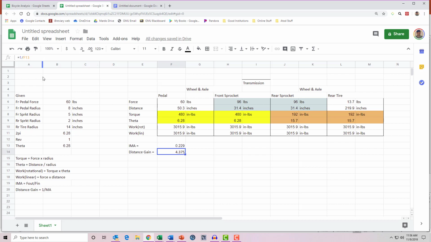Now the nice thing is here I could change anything here. If I said, well, let me make my front sprocket 9, boom, we see all my new numbers come about. Okay, so that's why we love spreadsheets. I can change anything here and the entire thing recalculates. So this is great. Okay, so I hope you learned how to use Google Spreadsheets, and I hope you learn how we can analyze the mechanical advantage of a bicycle.